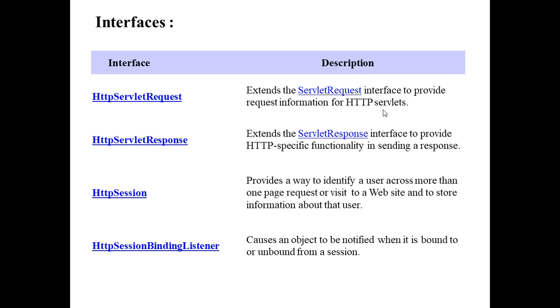The HTTP servlet request extends the servlet request interface to provide the request information for the HTTP servlet. So the servlet can read the information from the HTTP request using the HTTP servlet request interface. Means the main use of the HTTP servlet request is that the servlet can read the information from the HTTP request using the HTTP servlet request. Second interface is HTTP servlet response.